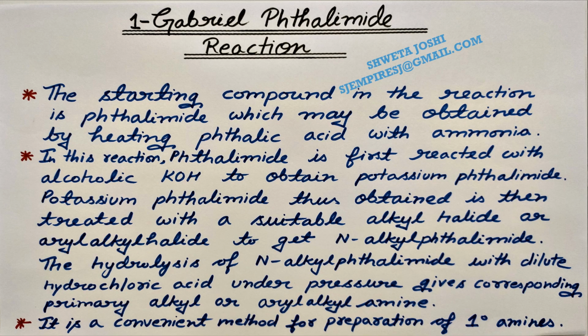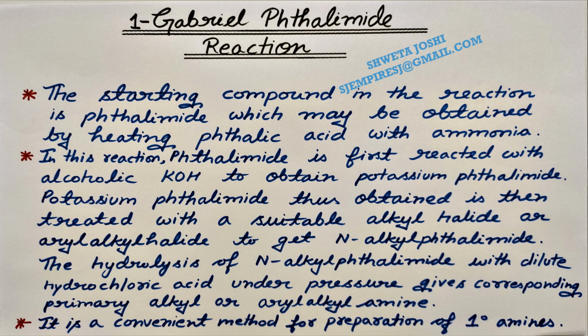Our first reaction is Gabriel-Phthalimide reaction. It is a convenient method for the preparation of primary amines. The starting compound in this reaction is phthalimide, which may be obtained by heating phthalic acid with ammonia. In this reaction, phthalimide is first reacted with alcoholic solution of KOH.